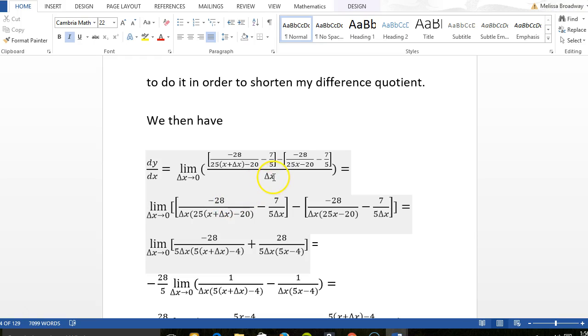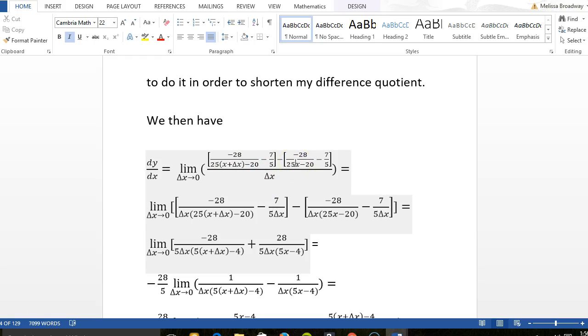You see this delta x, guys? You can bring him up here distributively, denominator distributive. You can put him up here beside the 25. You could say delta x times 25, or you could say 25 delta x. And then you're going to also put the delta x beside the 5. You'll have 5 delta x.